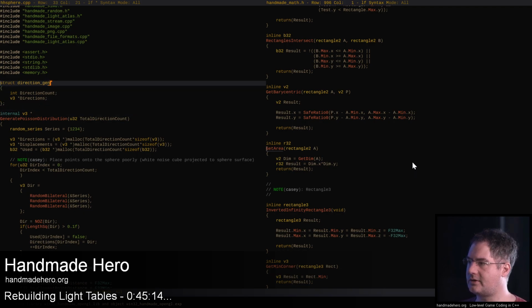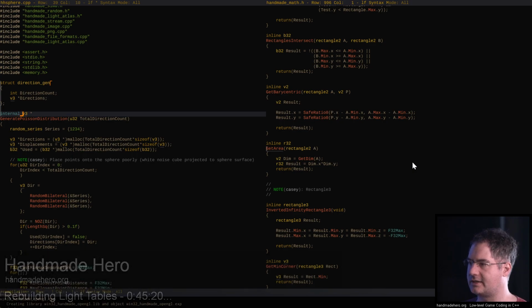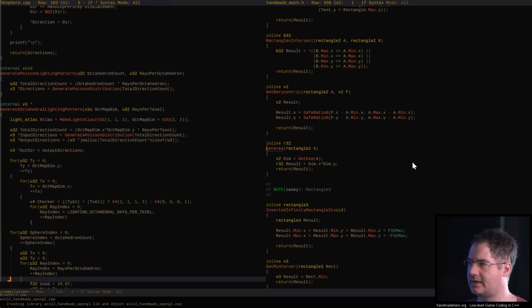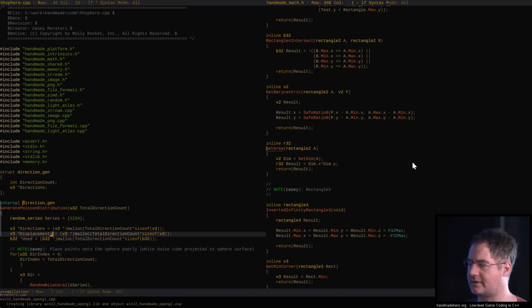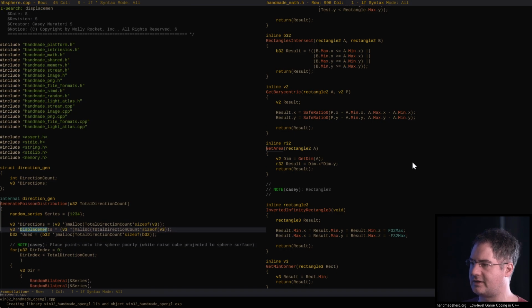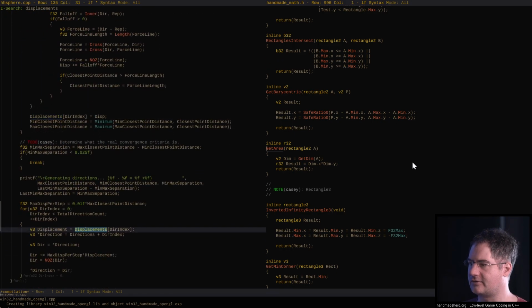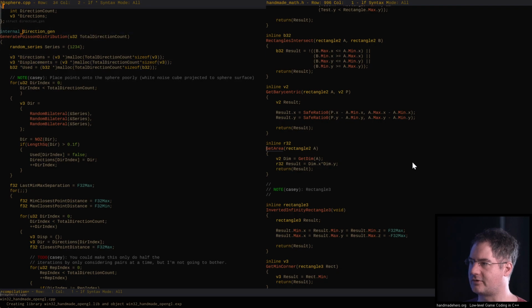So when we call generate Poisson distribution here, maybe we give this like, hey, return us one of these direction gen things. And it looks like it doesn't care, like this displacements is just a thing that it uses internally, it seems. So we don't have to return that.